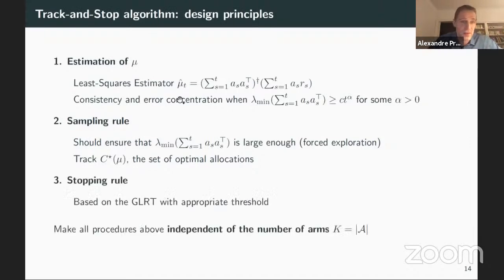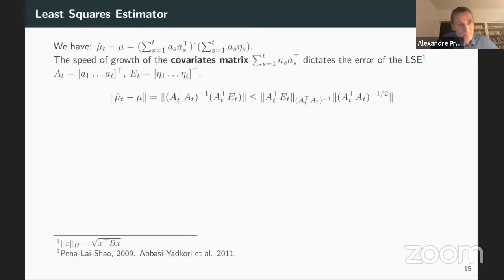The third component is a stopping rule, of course, and it will be based on the generalized log likelihood ratio test with an appropriate threshold. What is important is that we have to make all this procedure independent of the number of arms k, and that's a challenge.